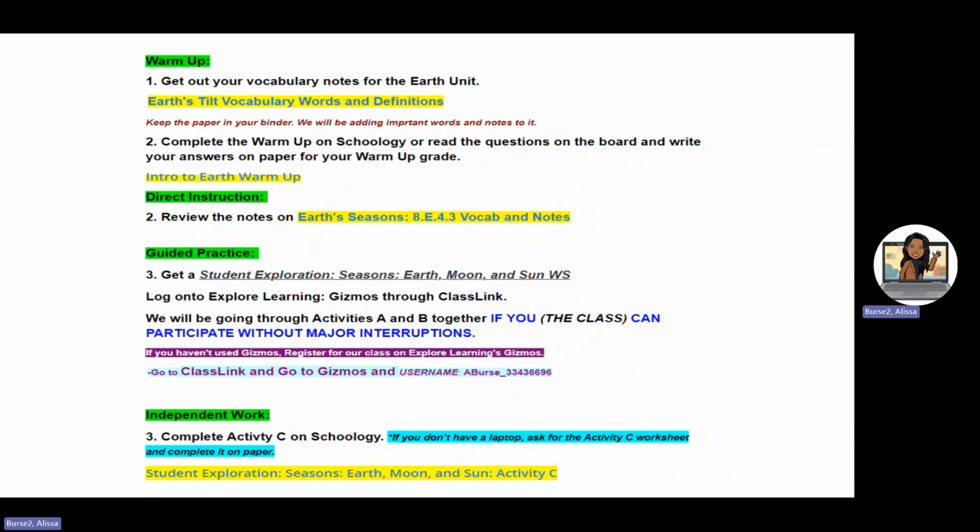Again, go through ClassLink, go to Gizmos. If this is your first time, you'll need to type in the username that you see at the bottom so that you can click into the class. And now let's get started.